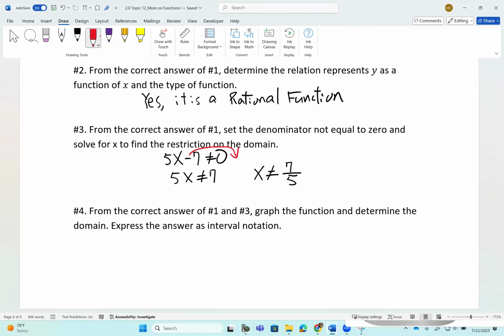So my domain, my x value, got to be coming from negative infinity all the way to my restriction, 7 over 5, union, use parentheses, because my restriction was that x cannot be that value. Then my graph picks up on the other side of 7 over 5 and keeps on going to the right.